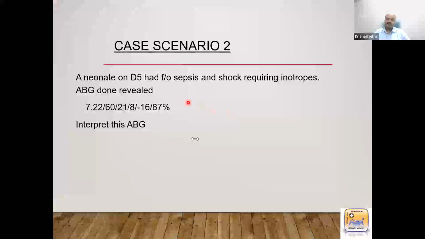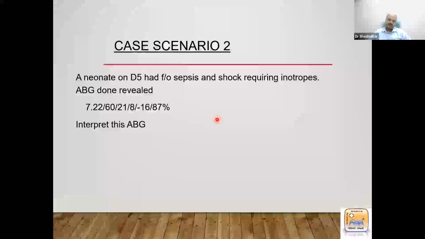So I'll give you another scenario. So this is your next OSCE question. Neonate on day 5 had features suggestive of sepsis and shock requiring inotropes. ABG revealed pH 7.22, PO2 of 60, PCO2 of 21, bicarb of 8, base excess minus 16, and saturation of 87%. Interpret this blood gas. So go stepwise 1, 2, 3, 4, 5. Then tell me what is the complete diagnosis.